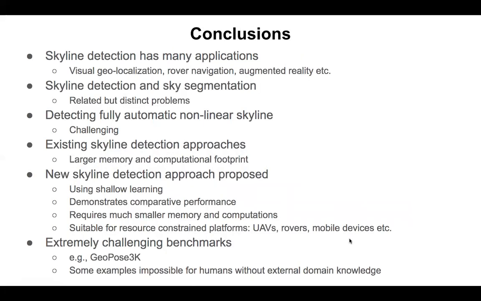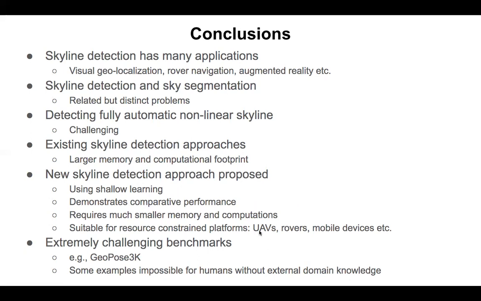So to conclude, we have looked at skyline detection and its application. We have identified the differences between the two related but distinct problems of skyline detection and sky segmentation. And as I mentioned earlier, skyline detection is quite challenging, especially the non-linear version of it. And mostly the existing solutions are very costly. So towards this end, we have proposed a skyline detection approach using shallow learning, which demonstrates comparable performance while providing a good memory and computational footprint.